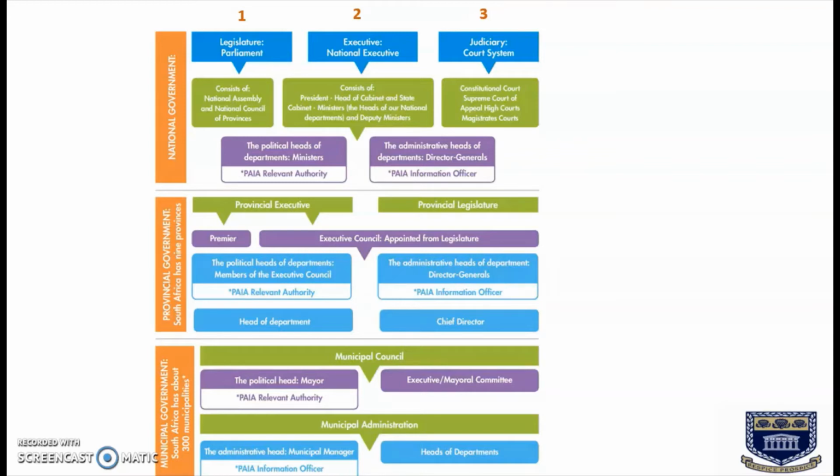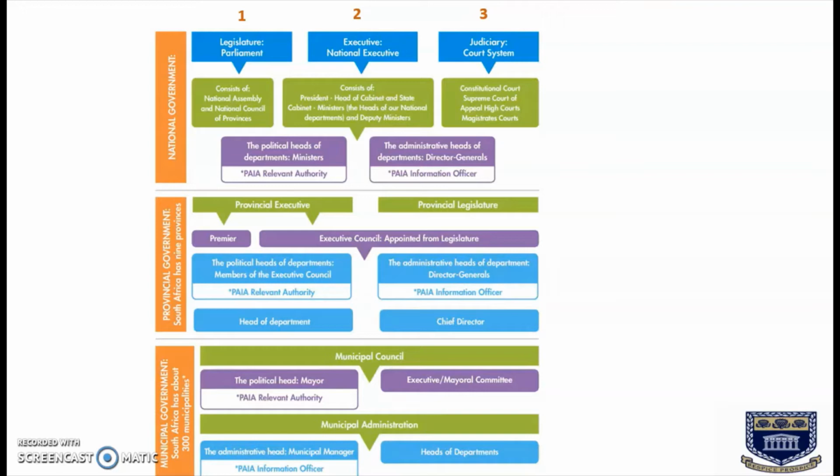And the last branch is the judiciary court system, which is mainly responsible for interpreting the law independently of the other two branches, which consist of the Constitutional Court, the Supreme Court of Appeal, the High Court, and the Magistrate Court. These are further divided into political heads of departments, which consist of the ministers, as well as the administrative heads of departments, that consist of the Director Generals.